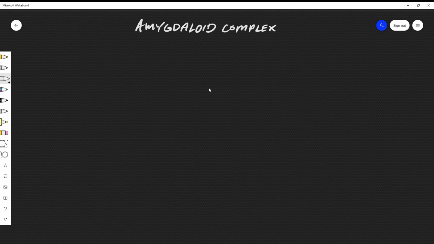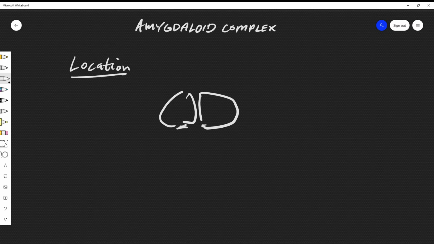The location of the amygdala. Now, I will be linking a video below of precisely the location with a post-mortem dissection. It's a very good video that gives you an idea of limbic structures and how they look in relation to other brain regions, but I'll just quickly draw out an idea of where it is.